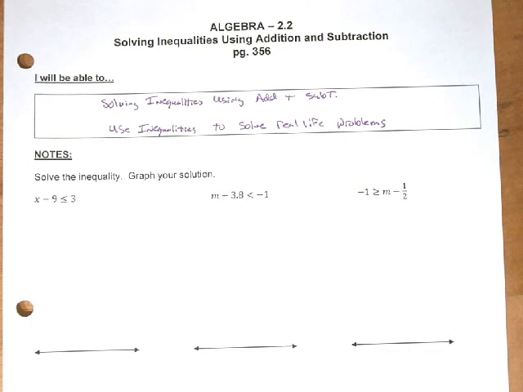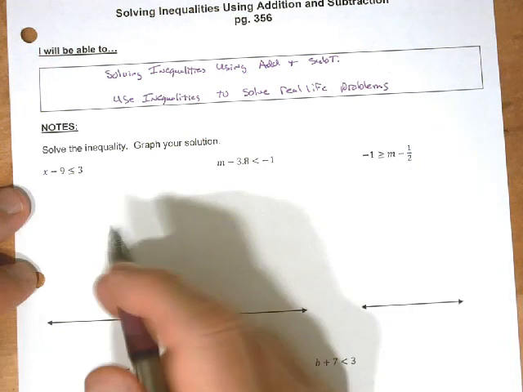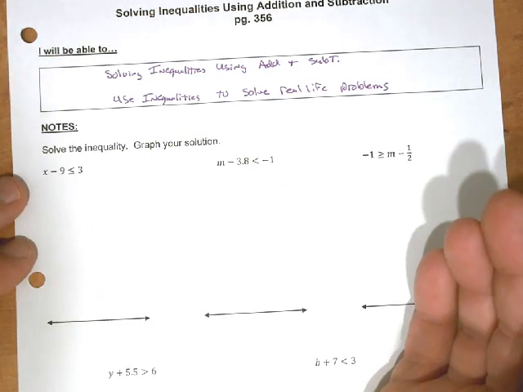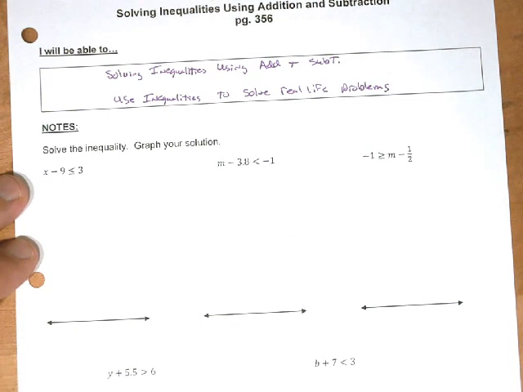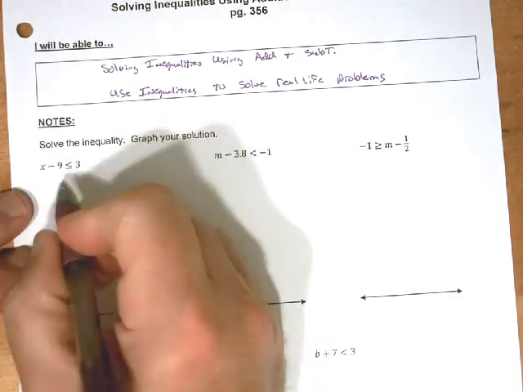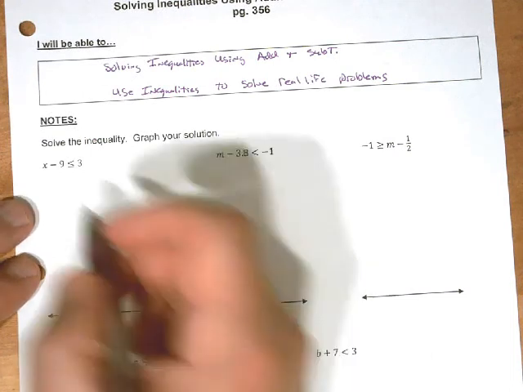Solving inequalities using adding and subtracting is almost identical to solving a single variable with adding and subtracting when we have an equal sign. There's not much different, besides the graphing of the solution as well. You can check your work on these as well. I'll go through that with you. We'll do probably the first three here, and then we'll let you do the second two on your own. Starting here, x minus 9 has to be less than or equal to 3.